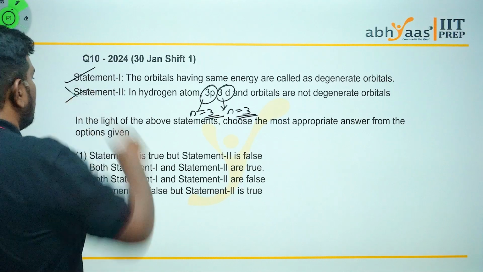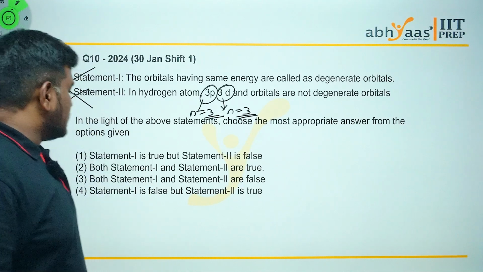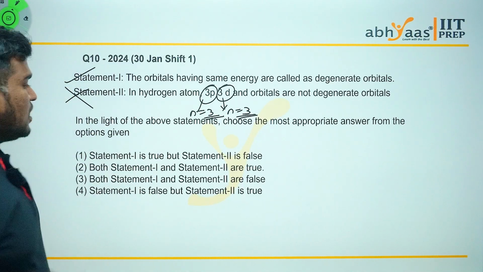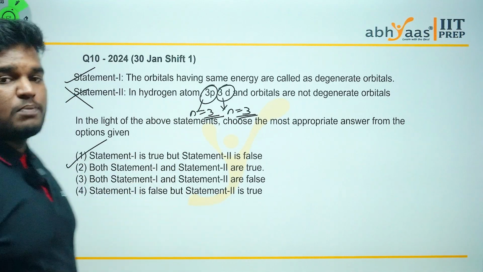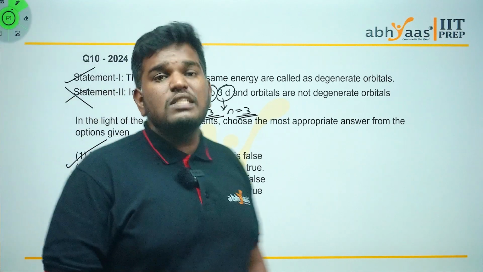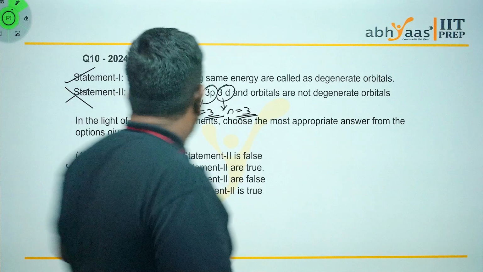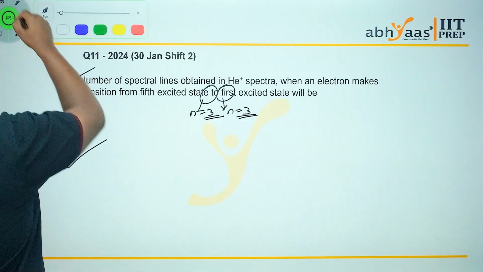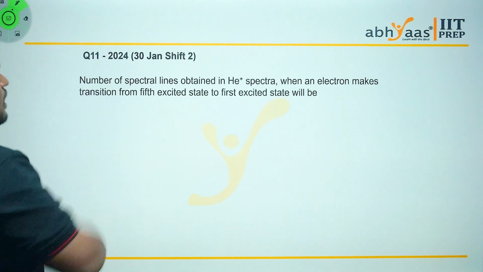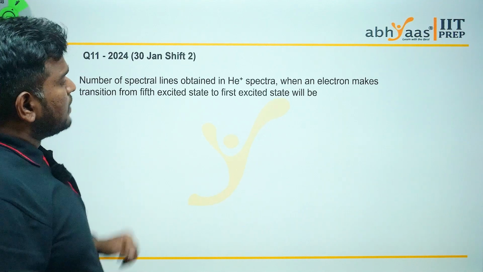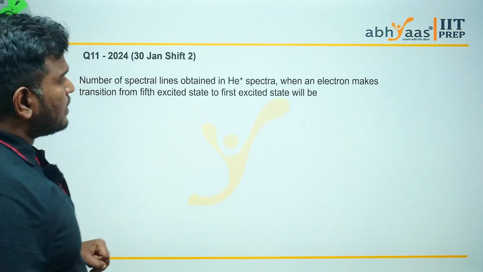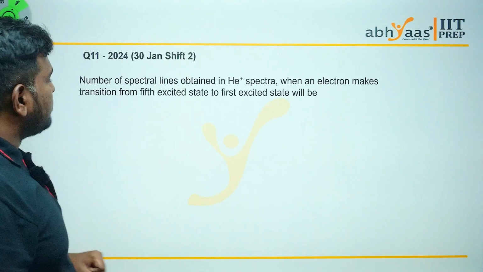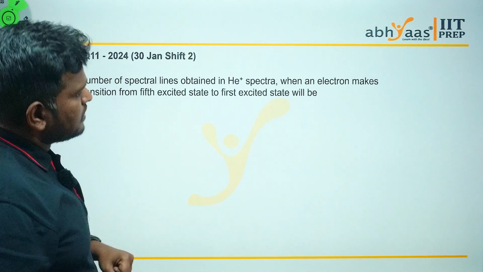So this is a false statement. So what is my answer? Statement 1 is true, but statement 2 is false. Now, the next question: number of spectral lines obtained in He+ spectra when an electron makes a transition from the fifth excited state to the first excited state.